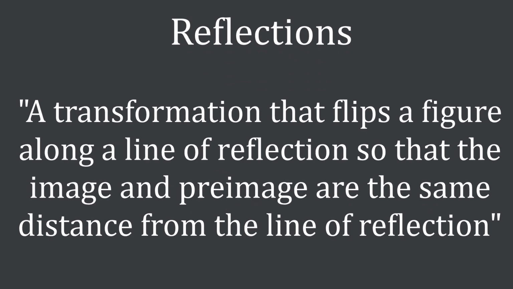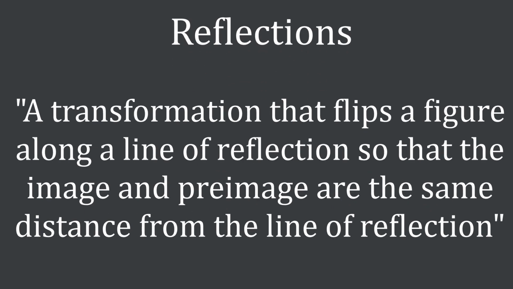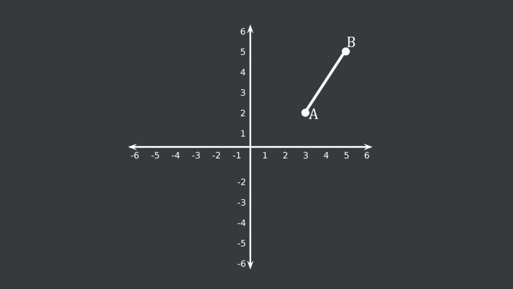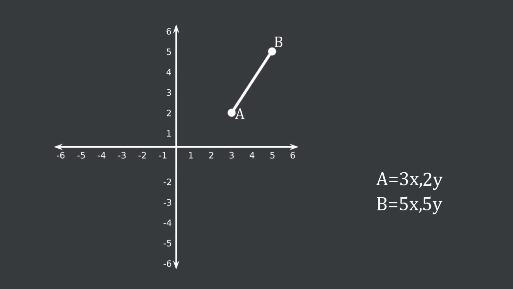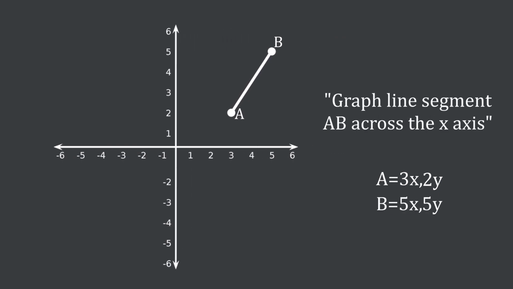A reflection is a type of transformation that flips a figure along a line of reflection, so that the image and pre-image are the same distance away from the line of reflection. I'll place a line segment on the graph. Point A is on 3x, 2y, and point B is on 5x, 5y. The simplest problem you'll be given is this. Graph line segment AB over the x-axis.